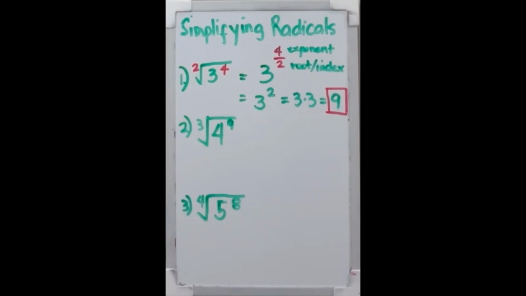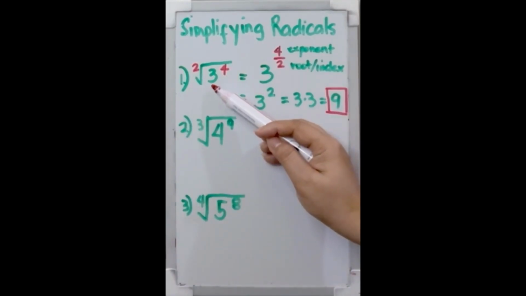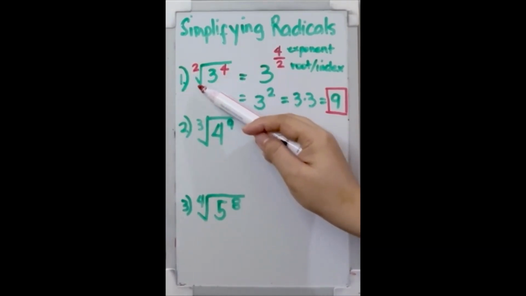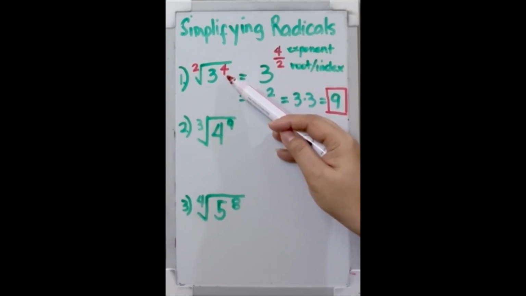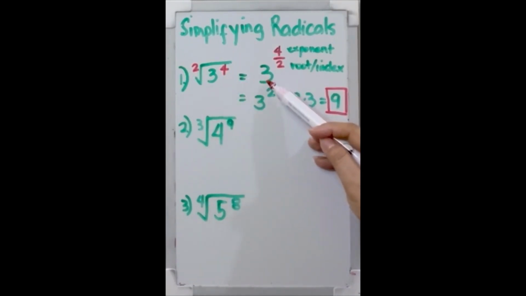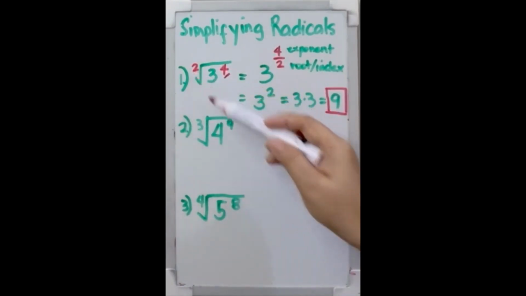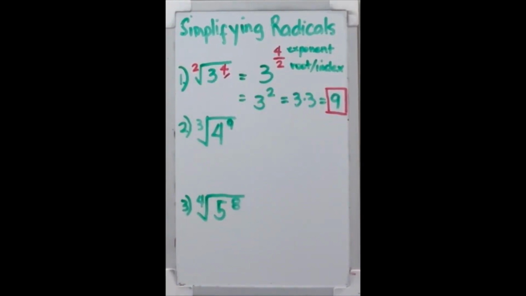Our next set of examples for simplifying radicals are radicals just like the first one, whose radicand carries an exponent. So the first example is square root of 3 raised to 4, which is equal to 3 raised to 4 over 2. 4 here is the exponent on the radicand, and the denominator 2 is actually the root or the index, the number that is written outside the root symbol.